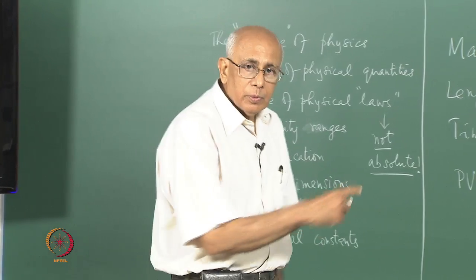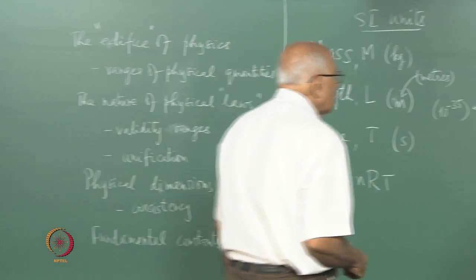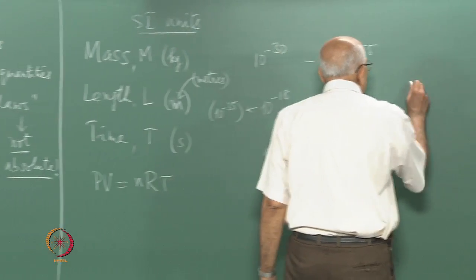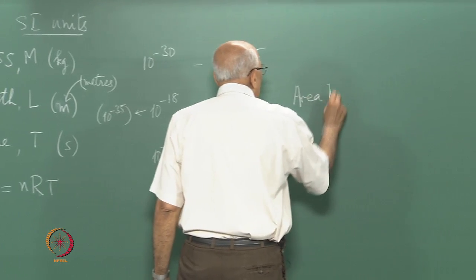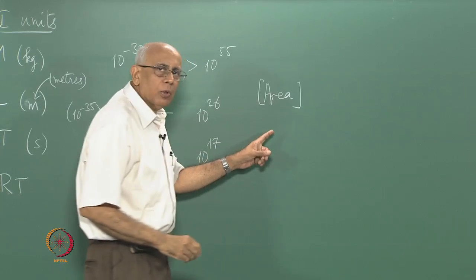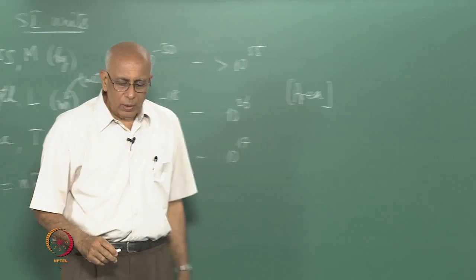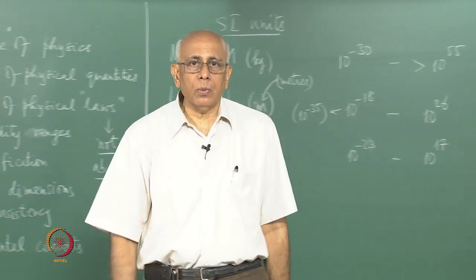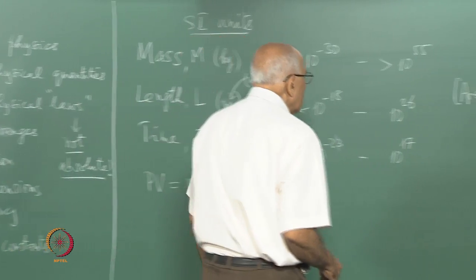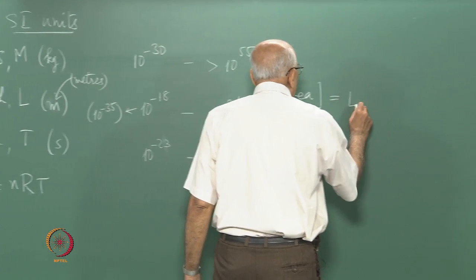To give you an example which we are going to use very shortly, a quantity like area, the physical dimensions of it, and I am going to put a square bracket here to denote the physical dimensions of a particular quantity, is the square of a length, and I will write this as L squared.